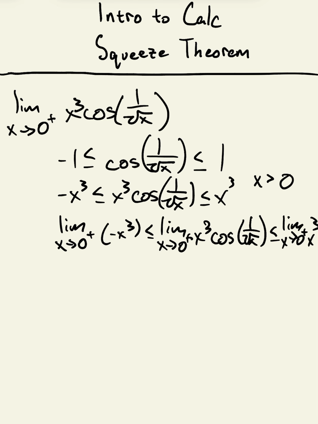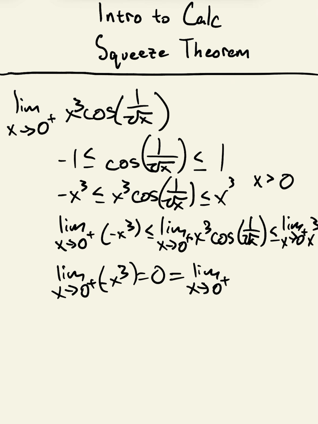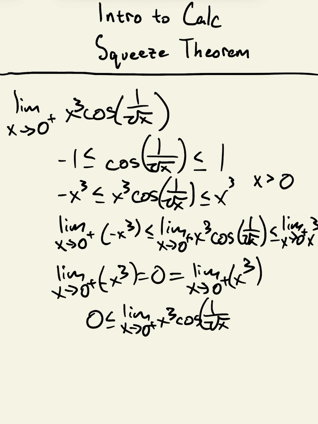And because we're approaching from the right, we know that the limit as x approaches 0 of negative x cubed is 0, which is also equal to the limit as x approaches 0 from the right of x cubed. So therefore, if we have 0 on this side and the limit of x cubed on this side, we know that our ultimate limit will be 0. And that is squeeze theorem. That's basically what squeeze theorem is saying.